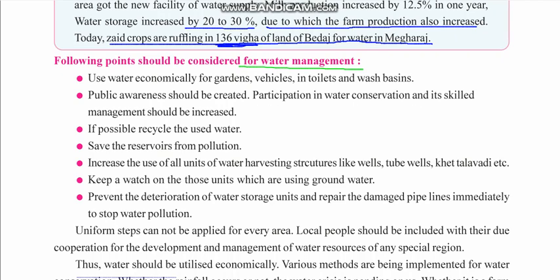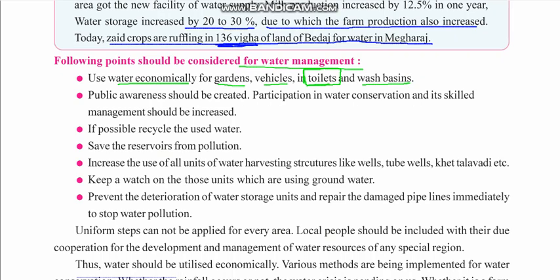First, use water economically for gardens, vehicles, in toilets and wash basins. These are actually the areas where the maximum water is used. Actually, the toilet, you will be surprised, is the area where maximum water is used in the whole house. A single flush that you make into the toilet will use about 40 liters of water. Just imagine, one single flush, 40 liters of water.